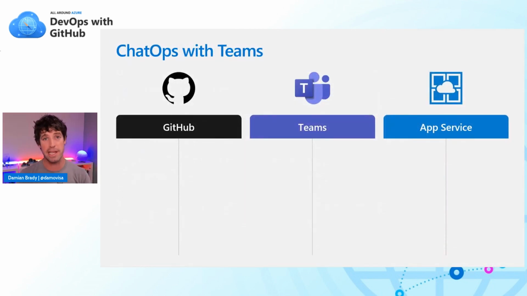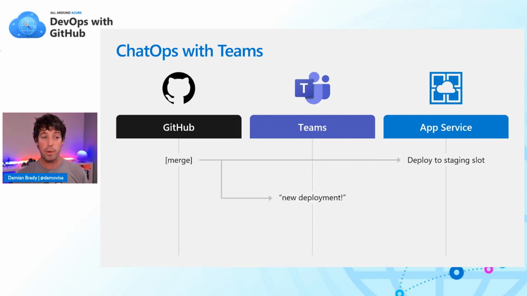So here's our workflow. Here's what we're going to end up with. We're going to end up with a scenario where when we merge into our main branch in GitHub, that GitHub action will deploy to our staging slot. We will also, in that GitHub action, notify Teams to say, hey, there's a new deployment to our staging slot. You might want to check it out. When we look at that and decide to promote it, then we're going to talk from Teams into app service to say, okay, let's swap that staging and production slot.